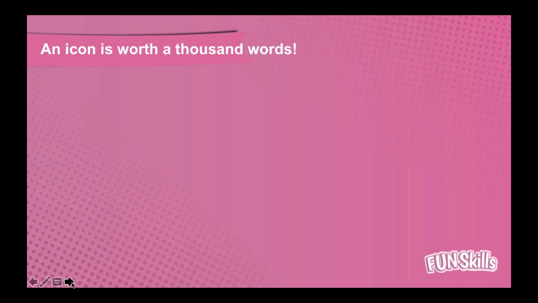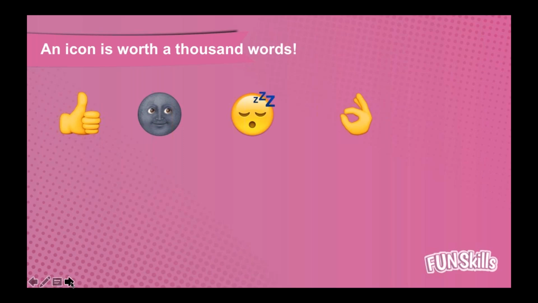So we're going to do a little experiment. This is a real experiment that took place, and the person who was sending the message used these icons. So we had thumbs up, we had the moon, we had the sleeping emoticon, and we had the A-OK perfect. Okay, so my question to you is, what message do you think was intended with these icons? So have a little think and get writing again in the question box, and let's see if we come up with the same message, or variations on the same message, or perhaps a completely different message.